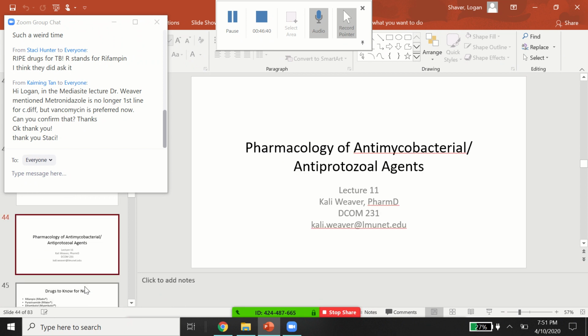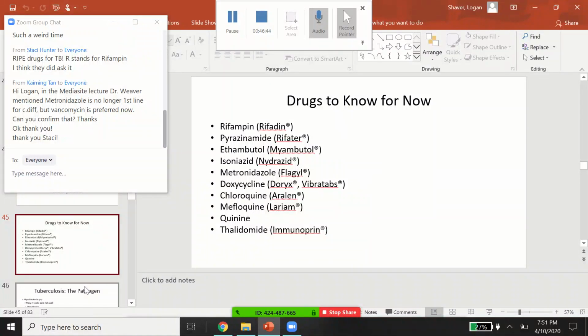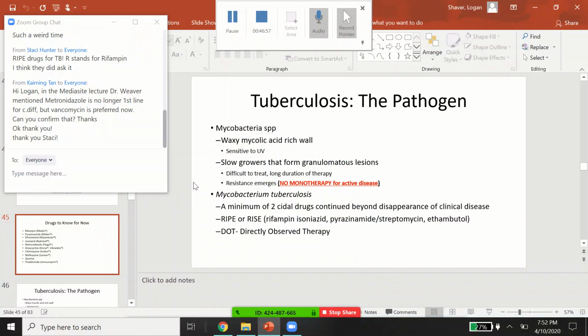All right, now on to pharmacology of this stuff. Drugs to know for now. So we've already mentioned at least a couple of these, but she does mention a bunch of other new ones. So we'll just get right into it.